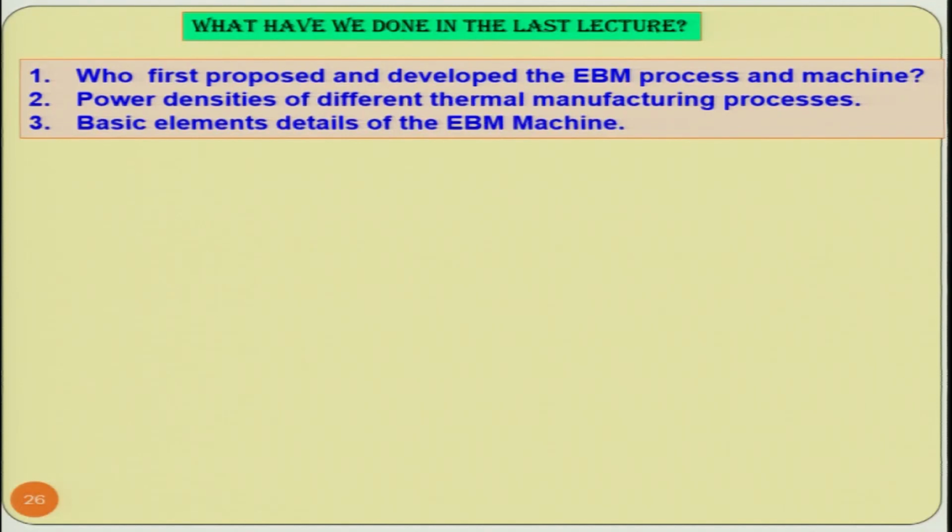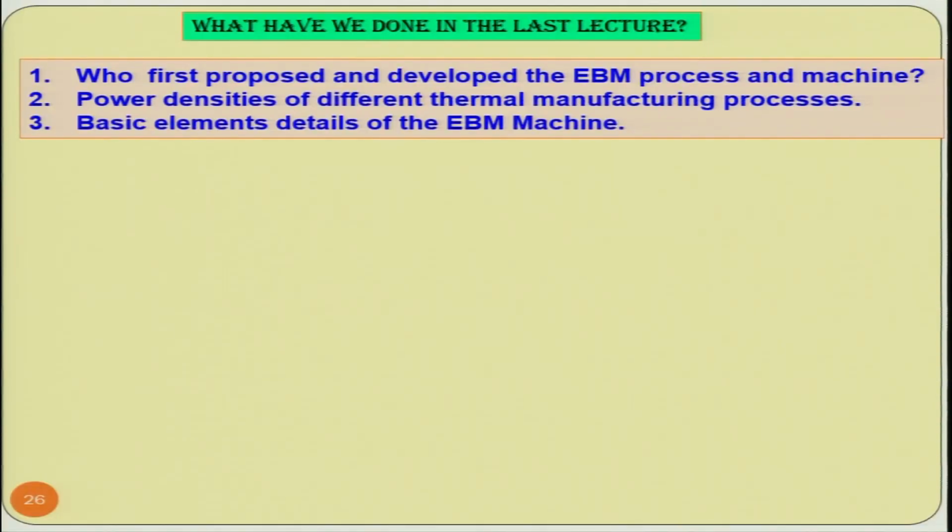Now, what we have done in the last lecture is as follows. We discussed in the beginning who first proposed and developed the electron beam machining process and machine. That gentleman patented it, developed the EBMM machine somewhere in the year 1952. Then he made so many changes and used it for electron beam welding purposes also.